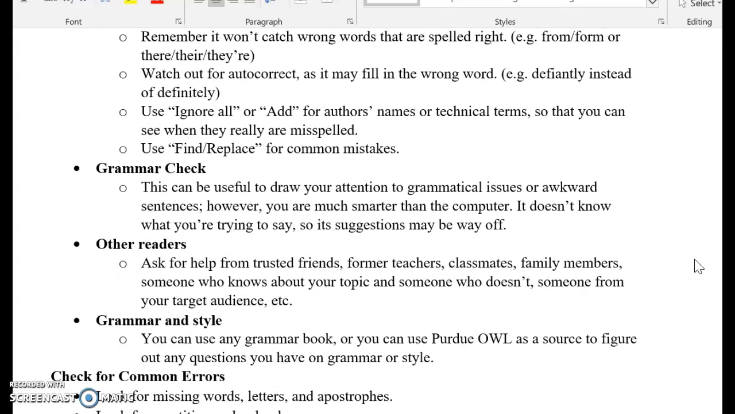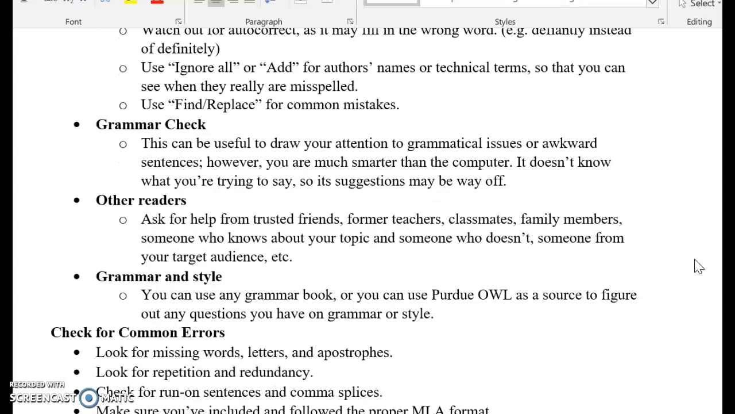Of course, one of the things that we try is getting other readers. So this is definitely a good thing for you when you're going to proofread, is sometimes we need someone else to read it for us. So you can ask a friend to help, maybe a teacher, classmates, which is something that we do with our peer reviews, family members, someone who knows about your topic, or someone who doesn't know, someone basically from a different targeted audience or someone from that targeted audience. So actually just more than one person to read it is always a great idea.